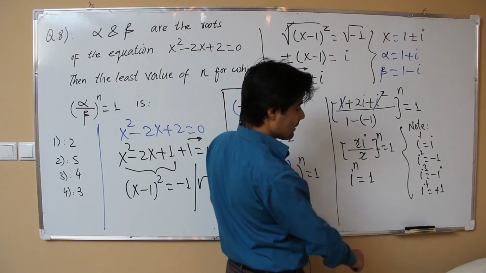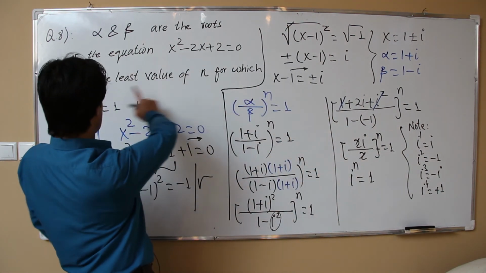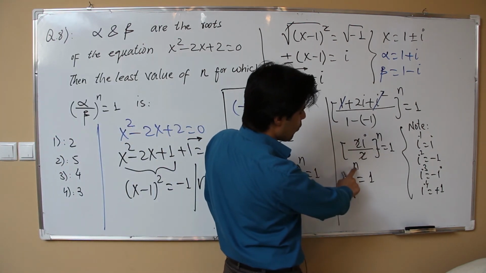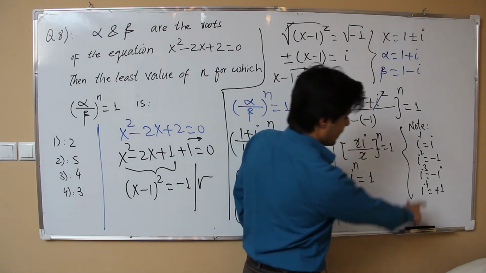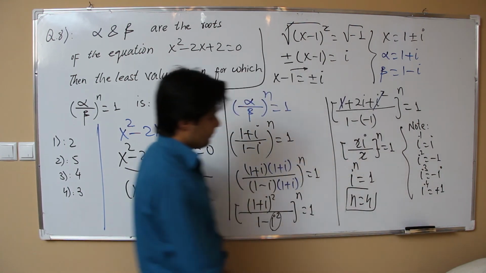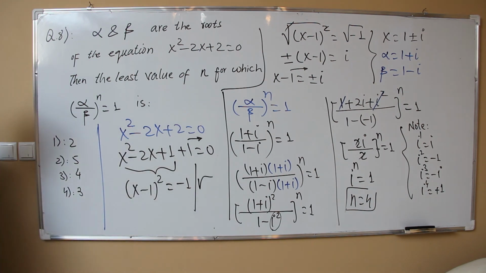Now we have the least number for n. Least number for n. So i to the which power is 1? I think 4. Then n is 4. What's the right option? I think number 3.